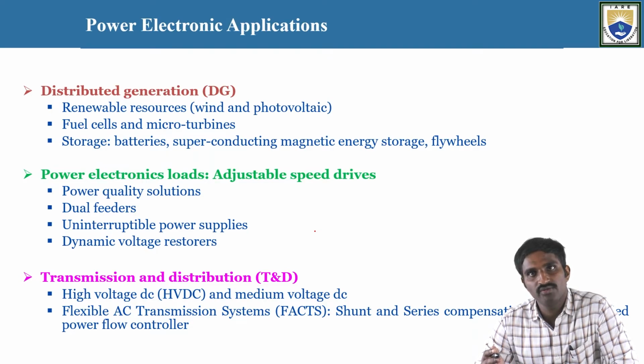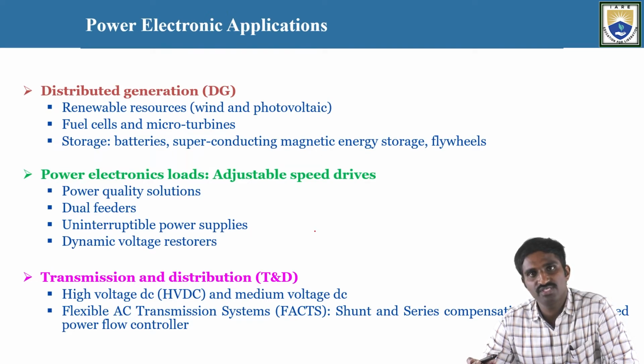Then when coming to the power electronic loads, usually every power converter needs some load, maybe R or RL, but usually in industry applications we use an RLE load, which is nothing but the adjustable speed drives or the motors, which means to control. So in this way we can use the power electronics in the adjustable speed drives.